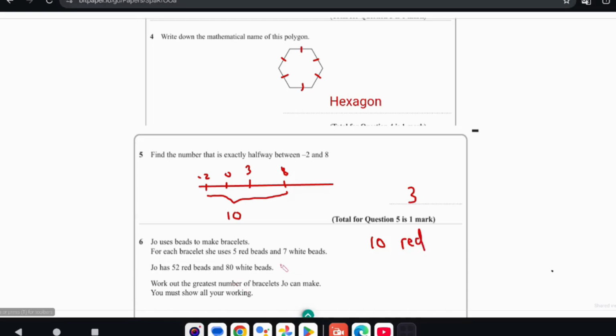80 divided by 7. 7 times 11 is 77, which is the closest multiple of 7 to 80. So she can make 11 with the white. But it wants the maximum number, so it's 10.